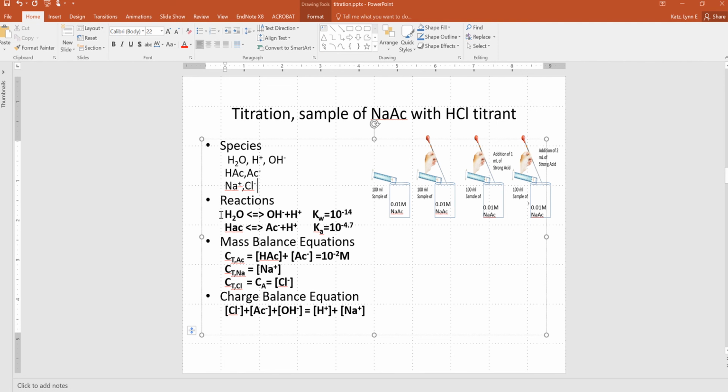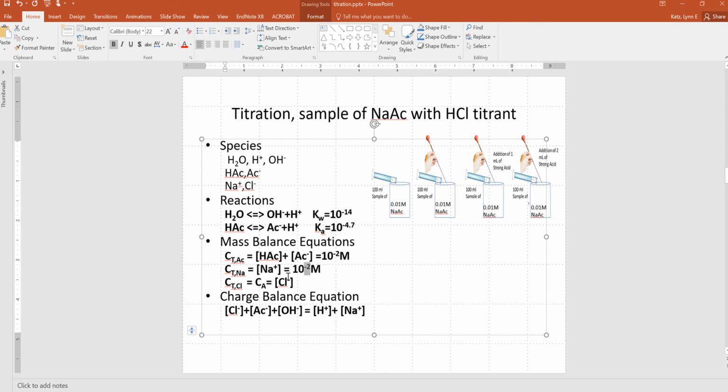I have two reactions now that I have to keep both of, Kw and the HAc dissociating to Ac- plus H+. So I have Kw and Ka. I have three mass balance equations, one on the acetate, HAc plus Ac-. I'm going to add 10 to the minus 2 molar here to each of my beakers, okay? And I'm going to add a constant amount of that, and so both the Na concentration and the Ac minus concentration will be identical.